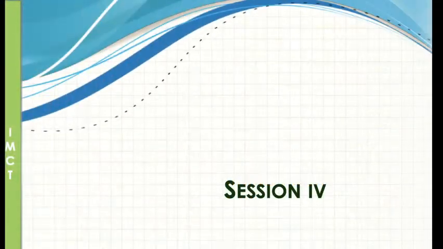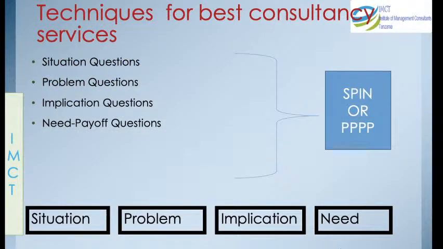Now, as we go on today, we are entering session 4, and I would like us to start with techniques for best consulting services, the basic ones. In a consulting service, you need to have critical thinking, and you approach a client issue in a very diagnostic manner. There are some tools, and one of them is a basic tool for diagnostic, and that is called the SPIN model, or the 4P model.